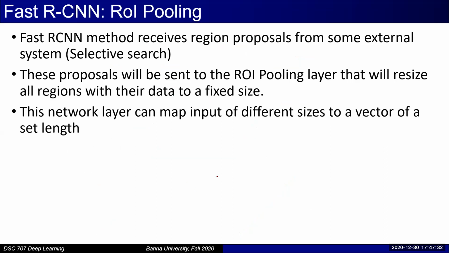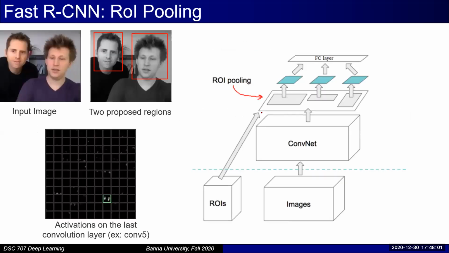As I told you, Fast RCNN will receive region proposals from some external system like selective search, which was used in the original paper. These proposals are mapped on the feature map, and then there is an ROI pooling layer which will resize all of these regions to a fixed size, because the fully connected layers require a fixed size. And the advantage is that different sizes are now mapped to a fixed length in a smart way. How this happens, we will see later. Now let's come back to the mapping, how we project region proposals onto the feature map.